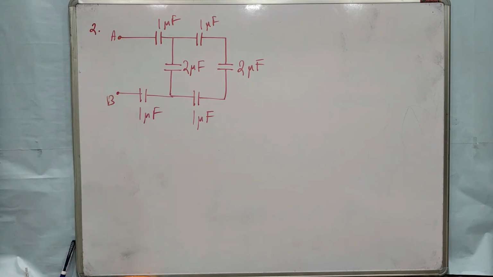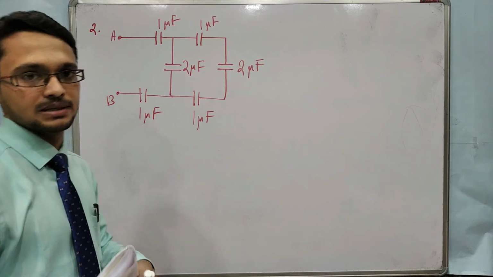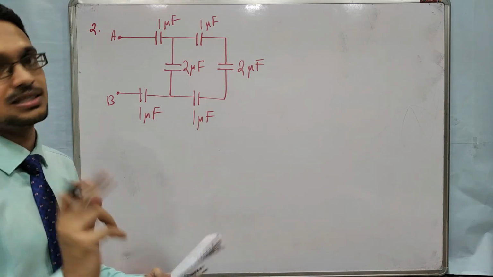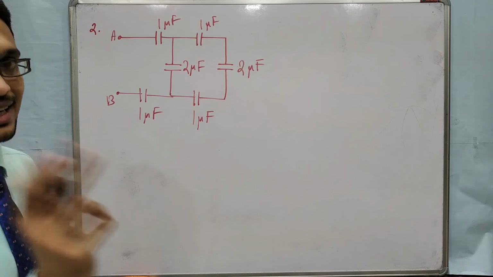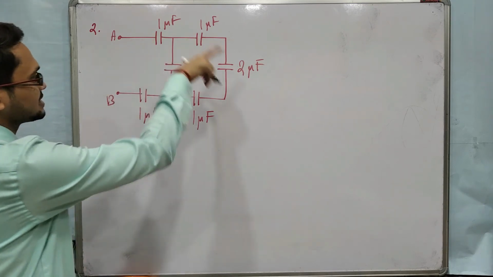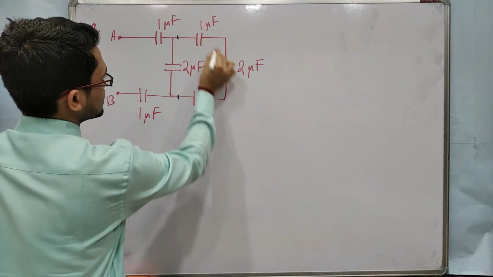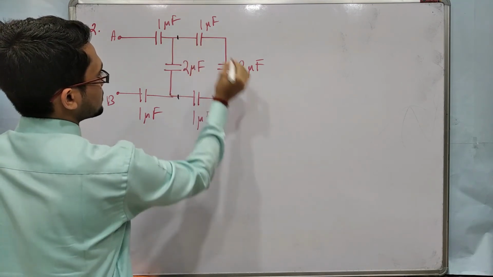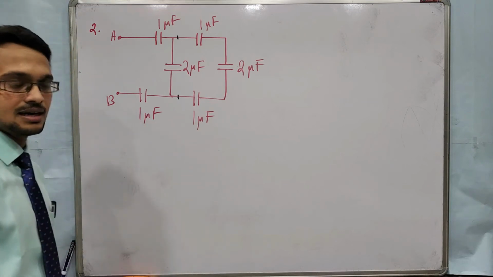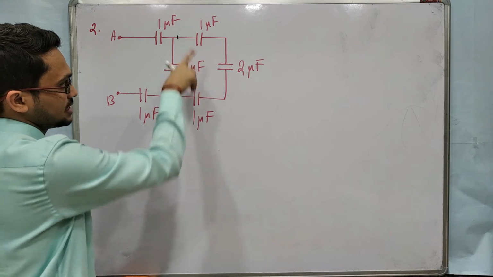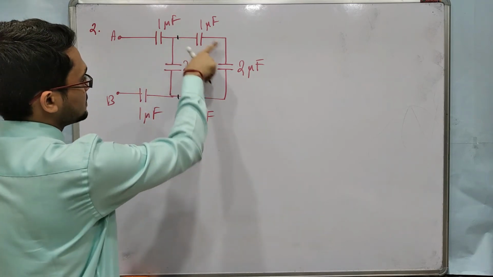Okay, so for solving this kind of problem, first you have to look, or you have to find that part of a circuit in which potential remains constant or charge remains constant. First of all, you have to find that thing. So if you look at this circuit, then in this part, 1 microfarad, 2 microfarad, and this 1 microfarad are in series. That means charge remains constant. So first we will solve this part.